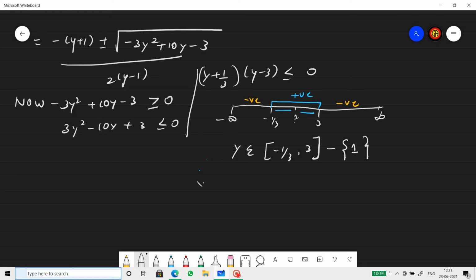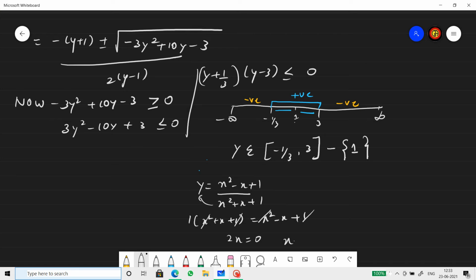Y is equal to x square minus x plus 1 divided by x square plus x plus 1. If y was 1, you get 1 into x square plus x plus 1 equal to x square minus x plus 1. I'll substitute 1 and take the terms to the other side. So x square gets cancelled, 1 will get cancelled. You get plus x is equal to minus x. So that means 2x is equal to 0. So that means x is 0.